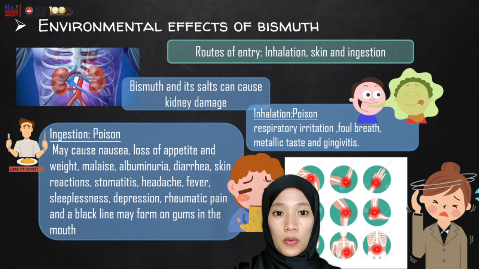Injection poison may cause nausea, loss of appetite, and weight loss. Malaise, albuminuria, diarrhea, skin reactions, stomatitis, headache, fever, sickness, depression, rheumatic pain, and a black line may form on the gums in the mouth due to deposits of bismuth sulfide.